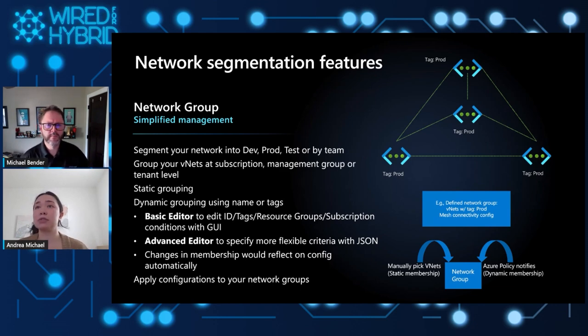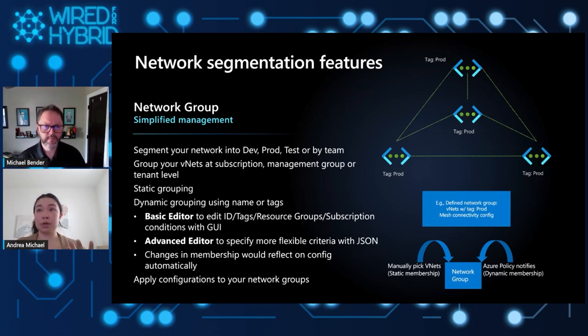So getting back to Michael's question, how do you create these network groups? Once you have your empty container of your network group, then you can manually add VNets to your network group. You can add VNet A to your network group, maybe VNet B, VNet C. But you can also conditionally define the membership of your network group. And AVNM does this using Azure Policy.